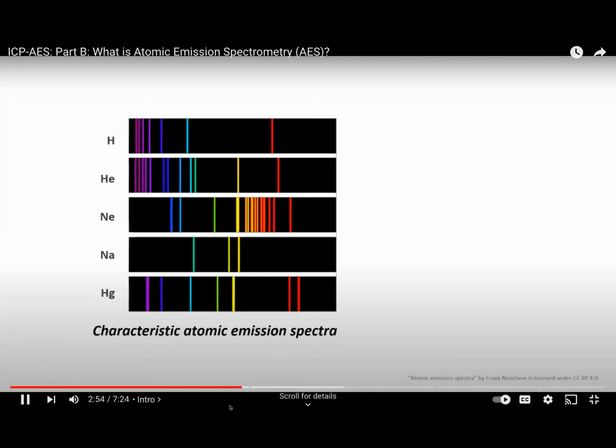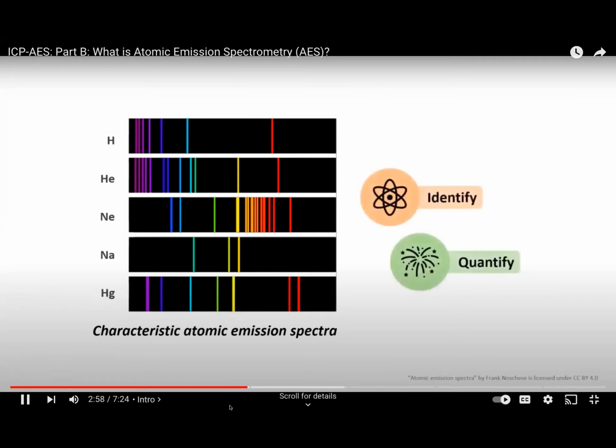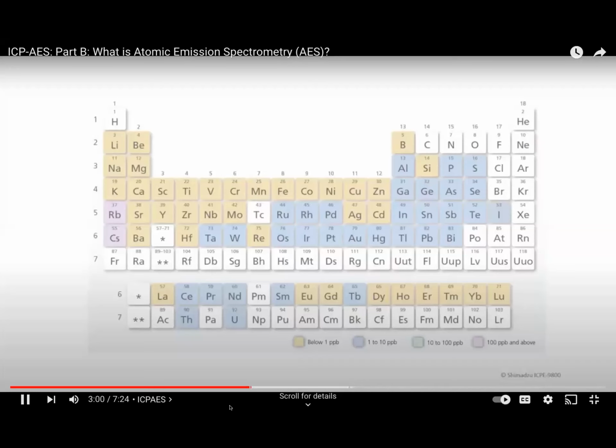ICP-AES takes advantage of the unique line spectrum of elements to identify and quantify them. The ICP-AES instrument we'll be using in this experiment can analyze more than 70 elements in the periodic table with very low detection limits.